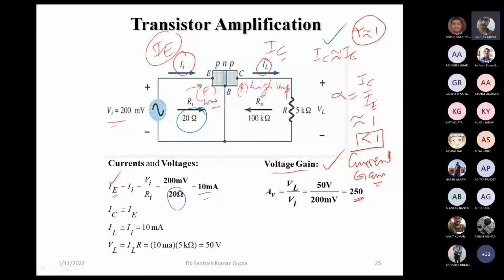The output current peak value is also this much, and the output voltage is what matters here. The same current multiplied by this 5 kilo ohm gives 50 volts. If we look at the ratio of output voltage to input voltage, it is 250. That's how this gives amplification. So typically we gain in terms of voltage with the common base configuration, and this can be used as a voltage amplifier.